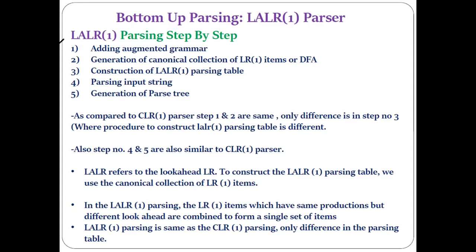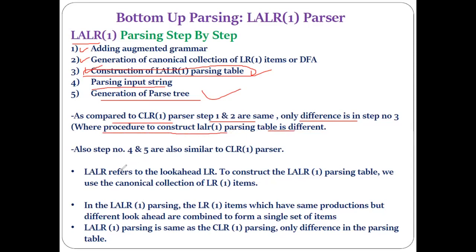So steps for the LALR1 parser are similar to the previous CLR1 parser: adding the augmented grammar, then generation of canonical collection of LR1 items, constructing the LALR1 parsing table. This step is the only different one, constructing the LALR1 parsing table, that only we are going to discuss. Rest of the things like parsing the input string, generation of parse tree, are all the same. As compared to the CLR1 parser, steps 1 and 2 are same. Only difference is in step number 3, where the procedure to construct the LALR1 parsing table is different. And steps number 4 and 5 are also similar to the CLR1 parser.